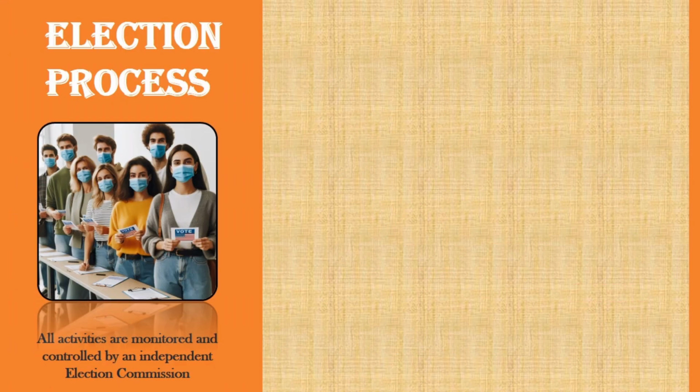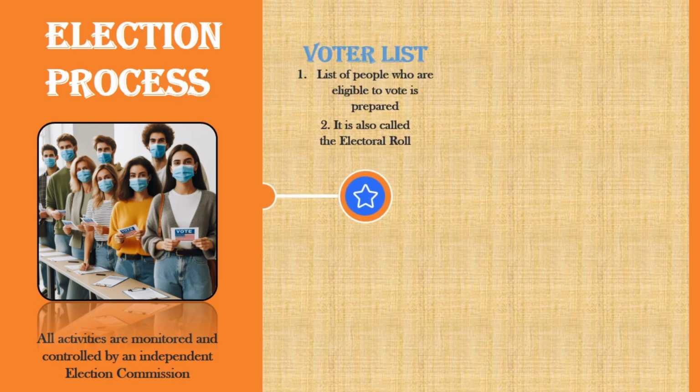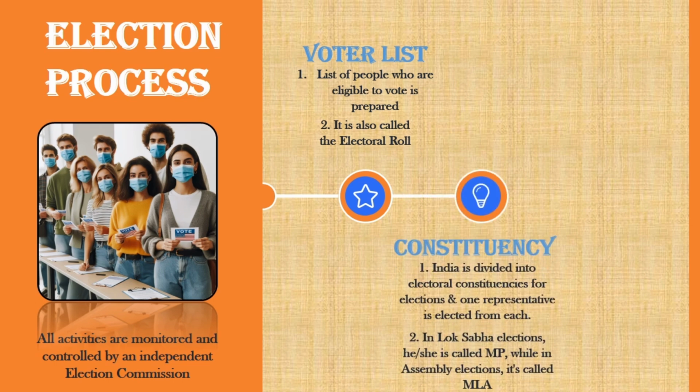Let us understand these steps with the help of a timeline in greater detail. In a democratic election, the list of eligible voters is prepared well before the election. This list is also called the electoral roll. All citizens who are more than 18 years old are eligible for voting. In the next step, India is divided by the Election Commission into different areas for the purpose of elections called electoral constituencies, and one representative is elected from each.